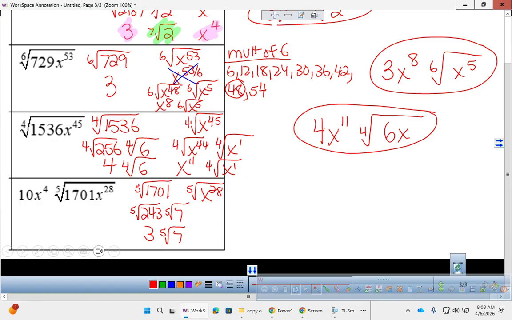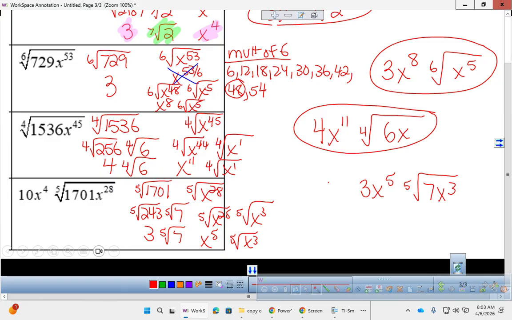What number did you use for the exponent of 28? Like, what did we split this up into? What's the highest multiple of 5 under 28? 25, so we do 25 and 3. 25 divided by 5 is 5. Inside is smaller than outside, keep it the same. So here's what we get at this point. We get 3x to the 5th, 5th root of 7x to the 3rd. That's no different than the previous problem.